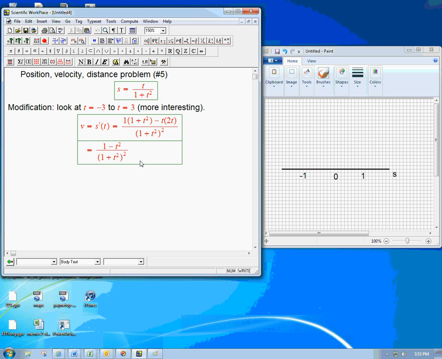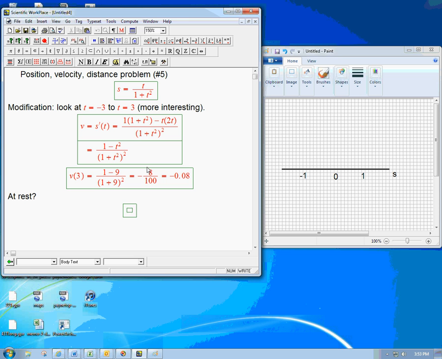So for example, if they asked us what the velocity was at 3, we can do that. It's just going to be 1 minus 9 over (1 plus 9) squared, which is minus 8 over 100, or minus 0.08. That's an easy thing to answer once you've got the velocity. Much more interesting is when is it momentarily at rest?